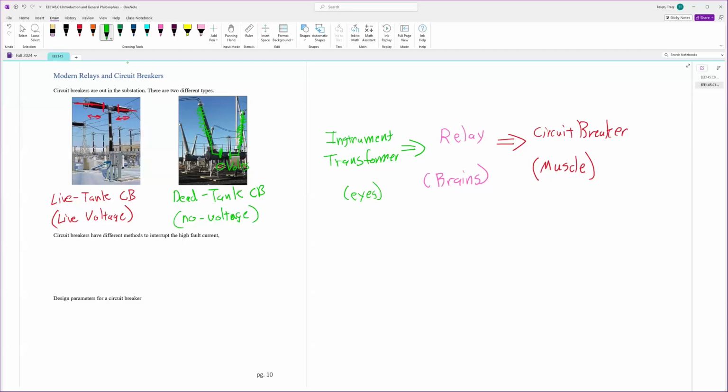Okay, versus the live tank on the left-hand side where you never want to touch that because it's live voltage. Okay, now circuit breakers have different methods of interrupting the fault. No matter what, they have some type of switching mechanism that either opens or closes, right? So it's literally spring loaded and these things will slide in and out. When they make contact, current will flow. So the current will flow this way and it'll come out.